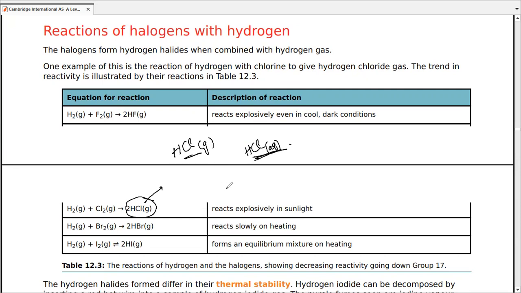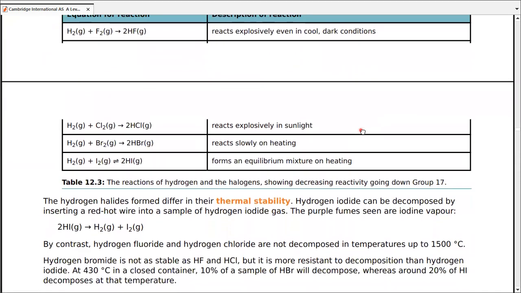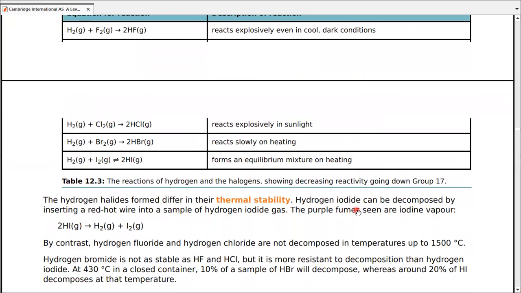Okay, so if you look at it, fluorine reacts explosively even in cool, dark conditions. Chlorine reacts explosively in sunlight, slowly in indirect light. For bromine, it reacts slowly and actually requires heating. Consistent heating would be better. And iodine's reaction is slow and reversible. That's the only equation in which you'll see the reversible reaction sign, and it requires heating and still forms an equilibrium mixture, which means the reaction never goes to completion.